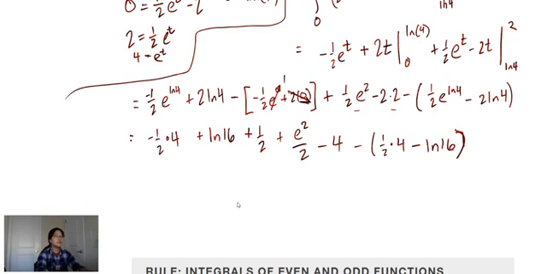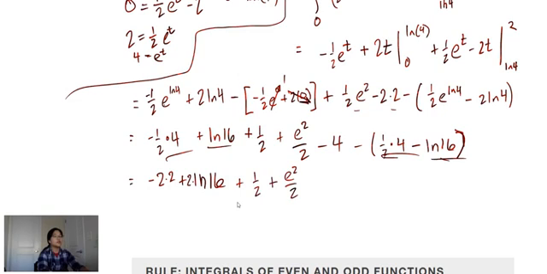Okay. So now what do we have? Negative 2 plus natural log of 16, and then we're going to have another one of those. And we're actually going to have another one of those, so that's a 2 times that and a 2 times that. So that takes care of these. And then we have plus 1/2 plus e squared over 2 minus 4.